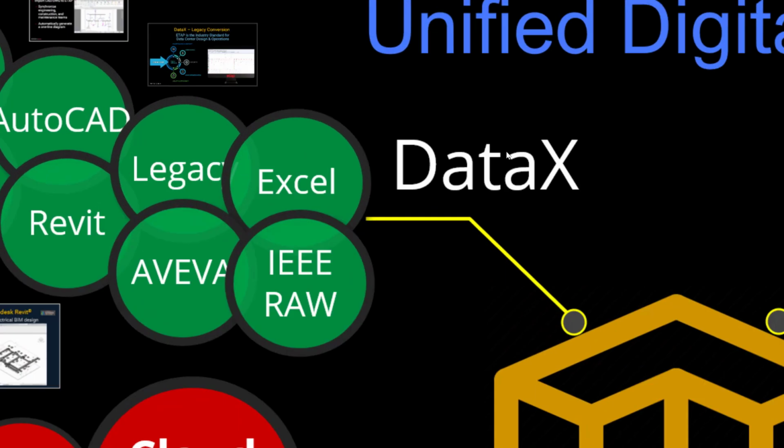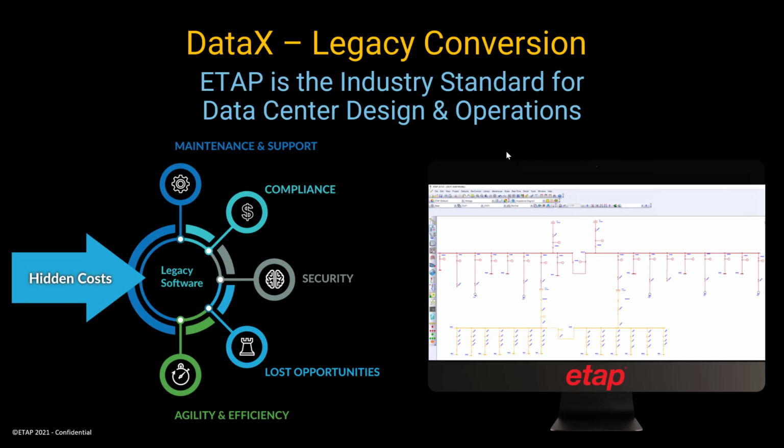And finally, if you're using any legacy software, ETAP is the industry standard for data center design and operations. And there are many reasons why you would switch over to ETAP and start using ETAP, but predominantly you would avoid all the hidden costs associated with having legacy software where you're not getting adequate maintenance and support, where compliances are lacking, there are security concerns, inadequate analysis modules resulting in lost opportunities, and then the software tool that you're using doesn't have an upgrade path, not allowing you to have that agility and efficiency that you need as a design firm or an end user.